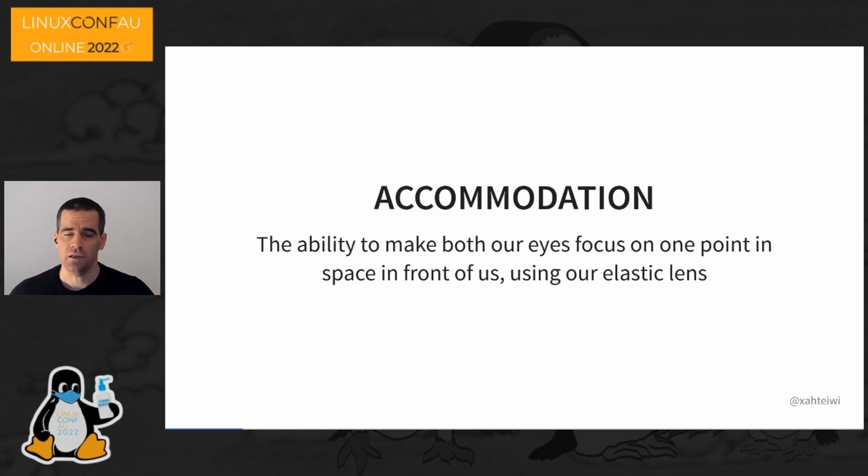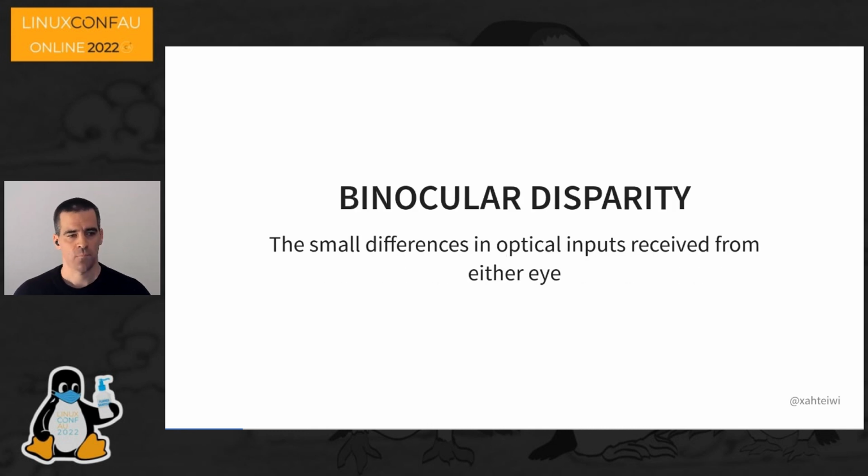And commonly, the point where we verge and the plane where we accommodate, those intersect. So we're kind of looking at the same spot in space in front of us using both of those things. But we don't have to do that, and we'll get to that in a second.